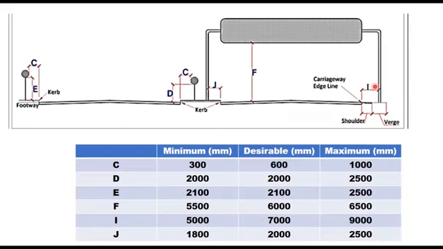For roads with curb, this distance will not be less than 300 millimeter, this distance C. The distance of sign from the pavement edge should be minimum of 300 millimeter and maximum of 1000 millimeter. Desirable 600 millimeter. Entry mounted sign should be on a column, preferably 7 meter, this distance I here, preferably 7 meter or more from the nearest traffic lane, this distance here.